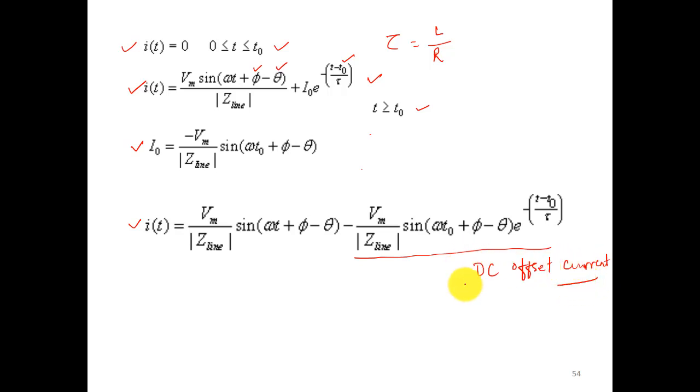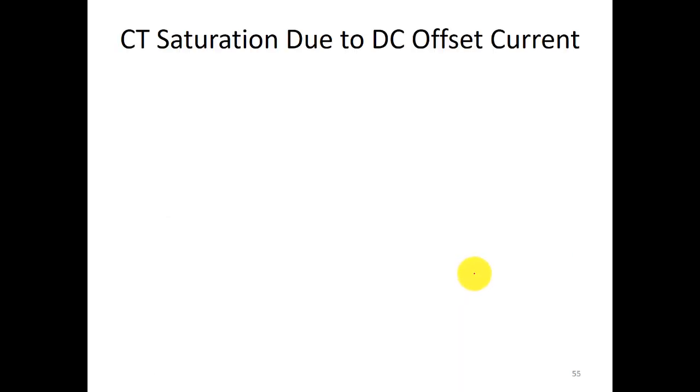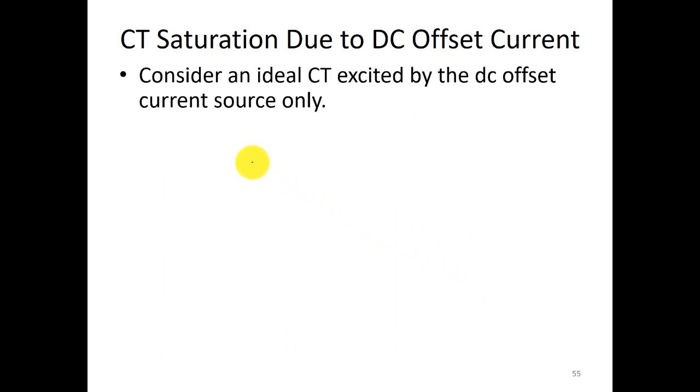And really, is it really affecting the saturation of the core? Let us see then. CT saturation due to DC offset current. Let us consider an ideal CT that is excited only by the DC offset current, not by AC, because we have seen the fault current is the sum of the AC component, one symmetrical AC component, and also the DC offset current. But here we'll only consider the DC offset current.